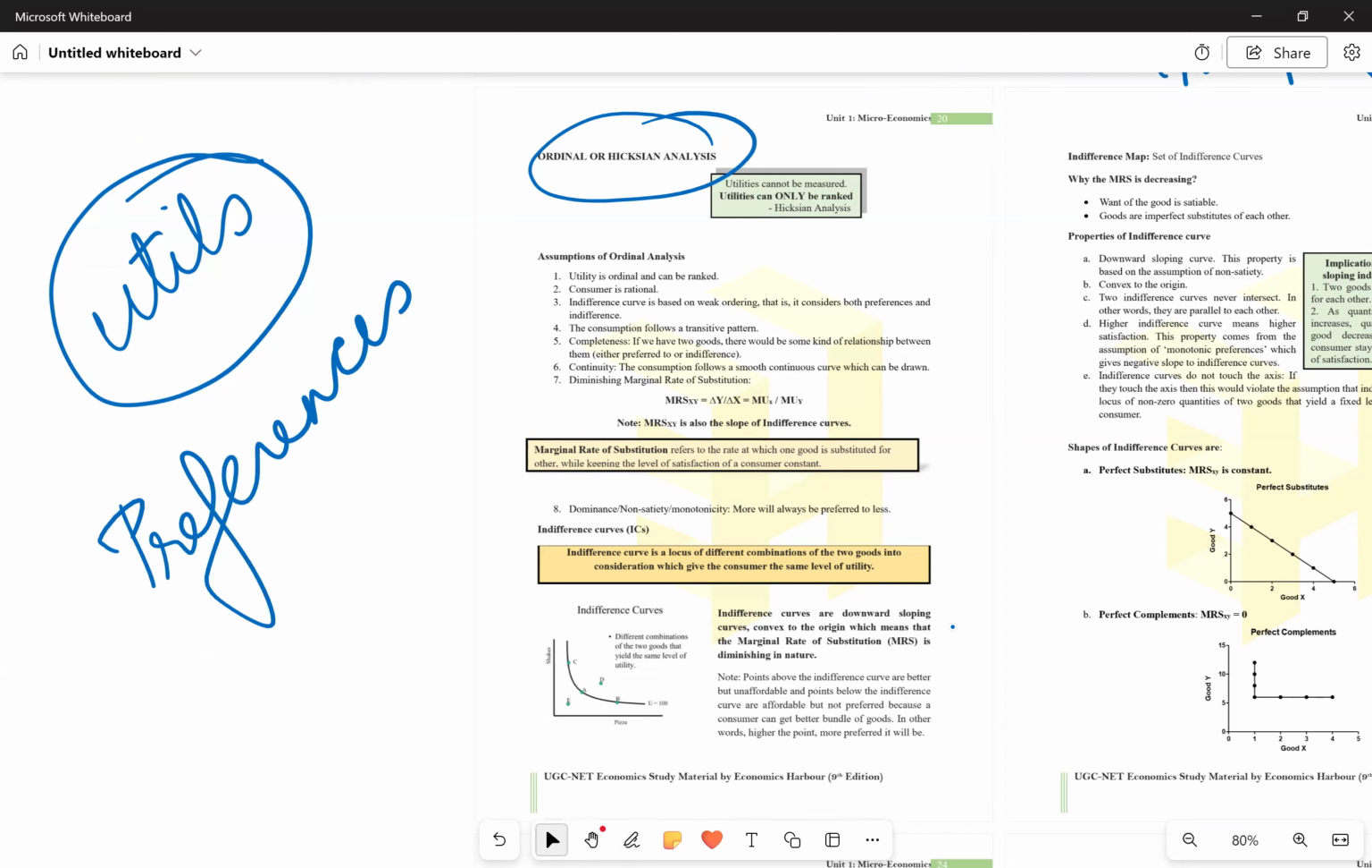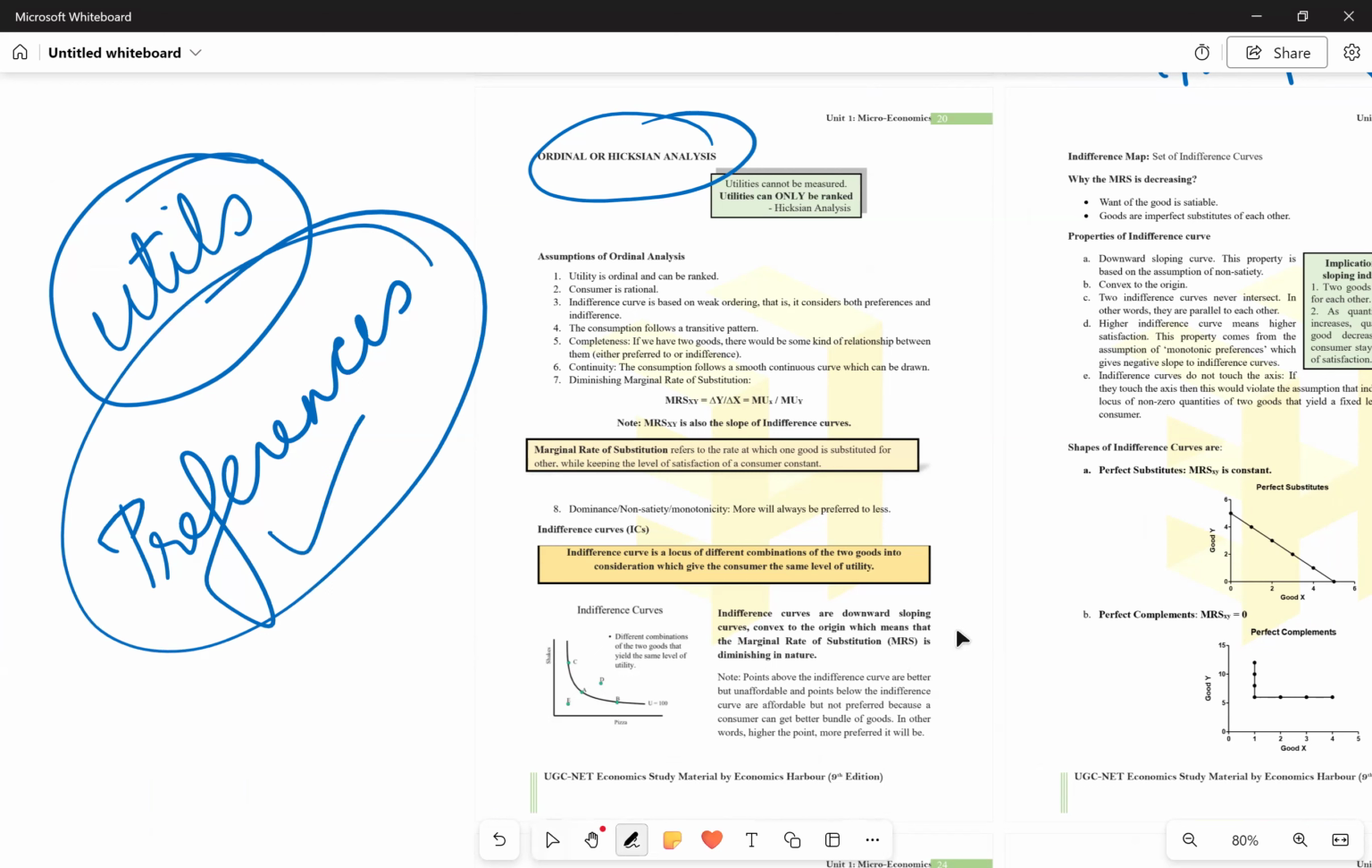Right? If you're given an amount, say for example, 100, you would probably want to spend it on a sweet thing rather than chips or something. Right? So that is your preference, because probably the sweets would give you more utility as compared to the other snacks, right? So the utility that a consumer achieves out of consuming a commodity can be judged from the preferences, from the rank. And that is why ordinal or Hicksian analysis says that utilities can only be ranked, right?